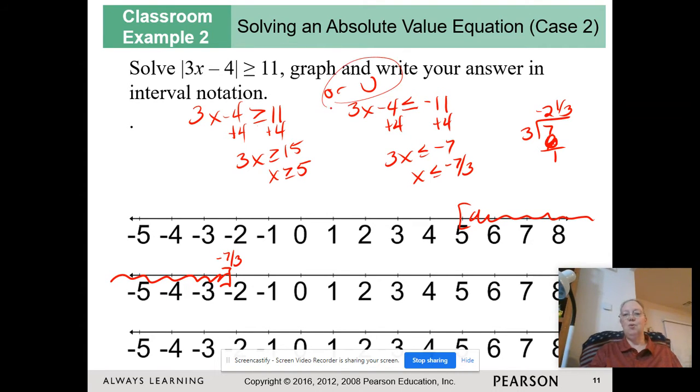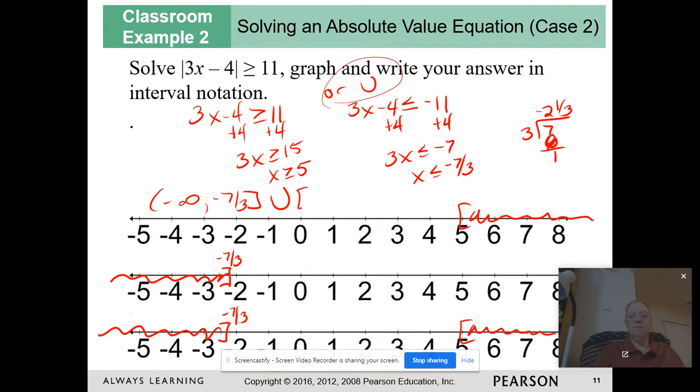Now, union, or, it means take both of them. Negative 7/3 and 5. So when we do our interval notation, we have to have 2 intervals separated with the union symbol. So my first interval over here, negative infinity to negative 7/3, union, and then this interval over here, 5 to infinity.